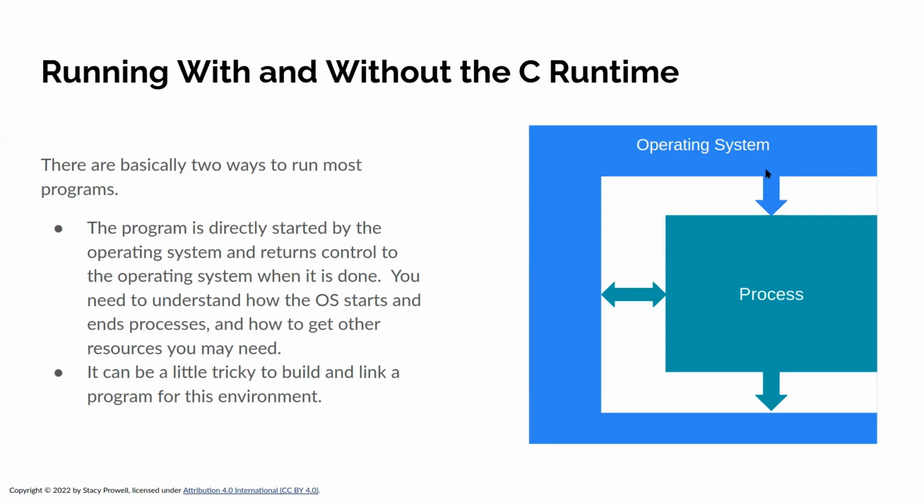So the operating system can start your process. Your process can request resources from it, and the operating system can actually communicate information to your process. And then finally, your process will return control back to the OS. There you go. Unless you're building an operating system, in which case the whole thing is one big blue box, and it's going to be just horrible. All right. It can be a little tricky to build code in this environment, but not too bad. We will do that in this class.